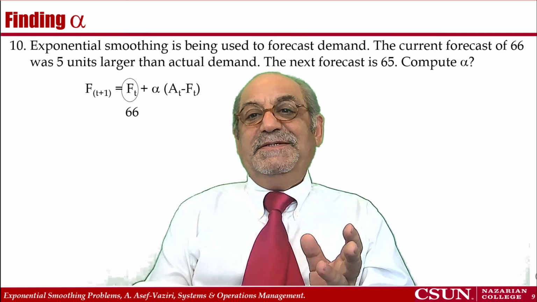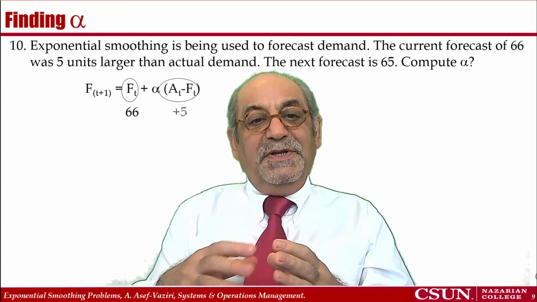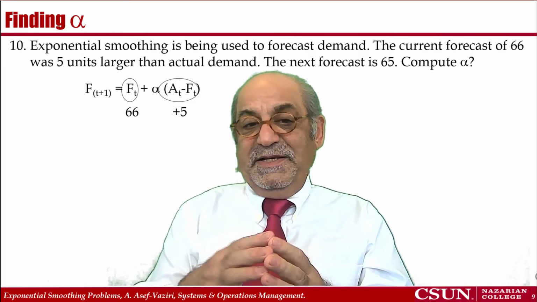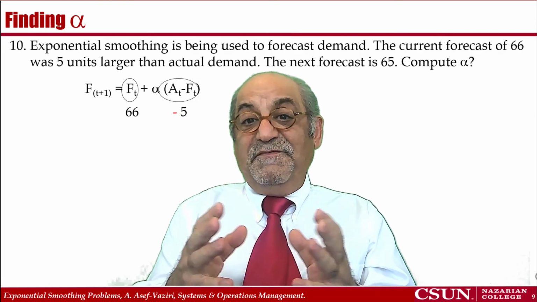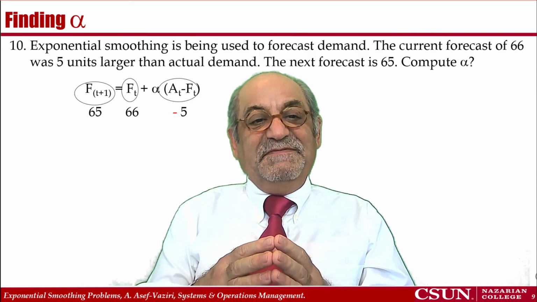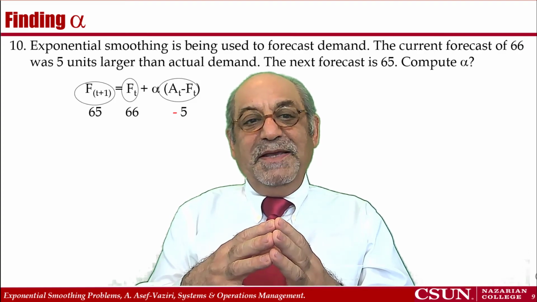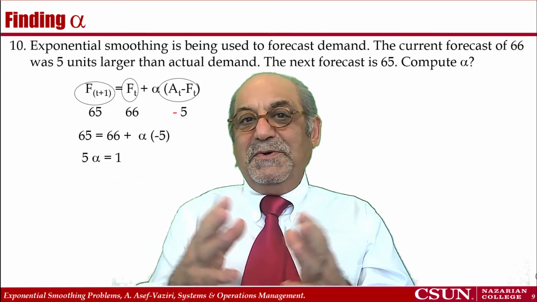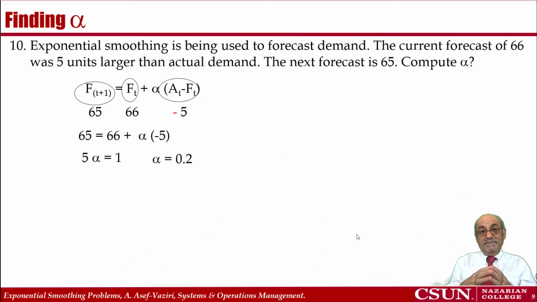FT 66. It was 5 units more than actual. But this is actual minus forecast, so I should put negative sign over there. And forecast for next period is 65. 65 is equal to 66 plus alpha multiplied by minus 5. One equation, one unknown, and alpha is equal to 0.2.